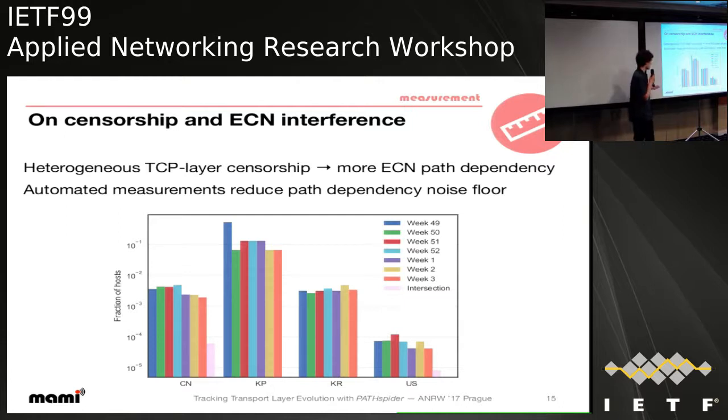And yeah, the numbers are actually quite staggering. If we look at China, for example, you see that about 1 in 500 hosts show path dependency. And for the US, this is less than 1 in 10,000. We think the reason that this happens is because firewalls like the Great Firewall are probably very heterogeneous installations. So depending on which censorship box you hit, you get ECN or you don't get it. You can also see here, the light purple lines show how stable the path dependency is over time, and you see that it's actually not stable at all. So we think it's really based on luck which box you hit.